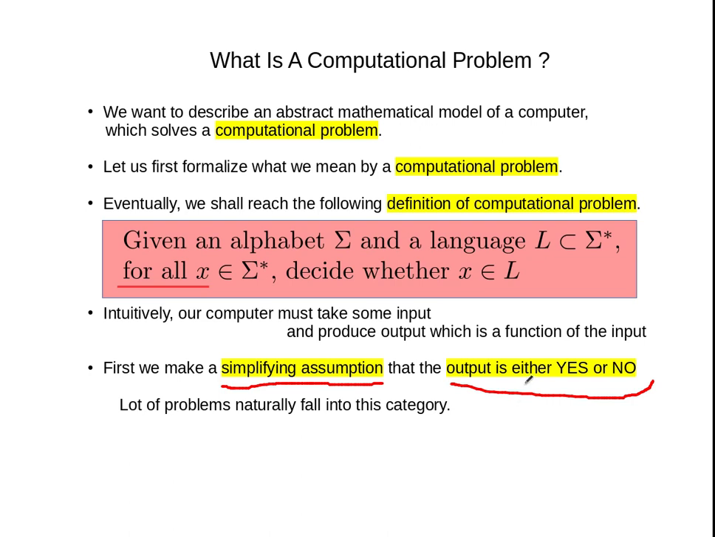Now immediately you may think that, okay, this is a very severe restriction. Instead of an arbitrary function, we are just concentrating on yes or no. Eventually perhaps we'll be convinced that it's the right thing to do, to concentrate on these problems. A lot of problems, this intuitive notion of problem that you have, naturally fall into this category. That means the output is naturally yes or no.